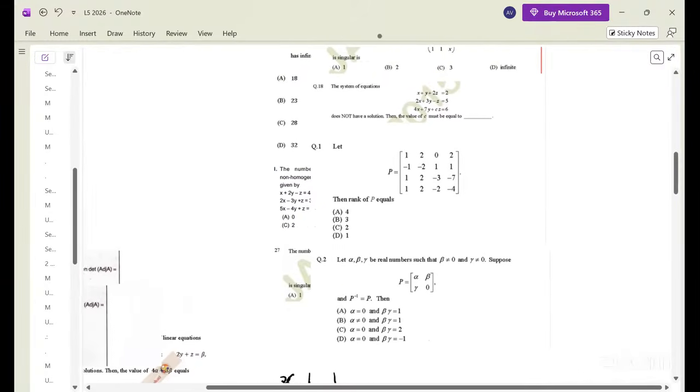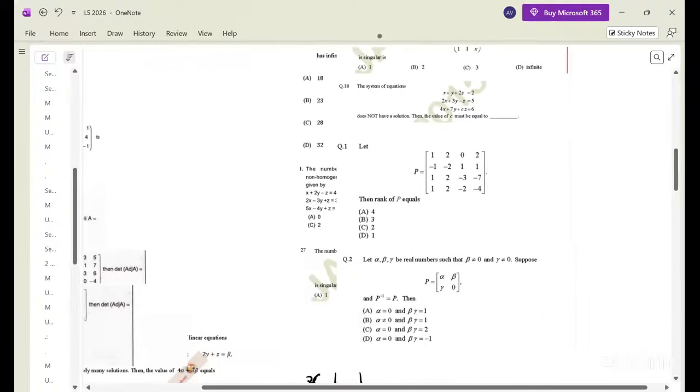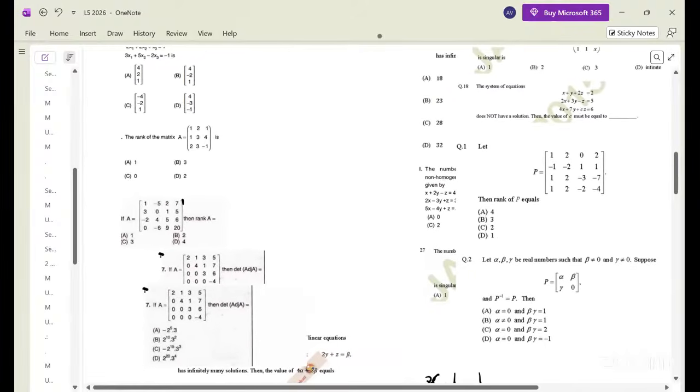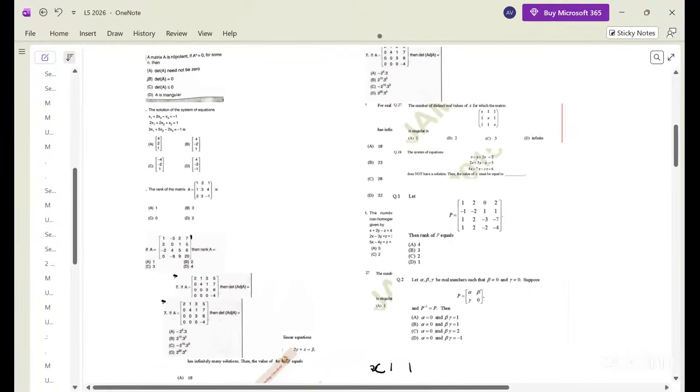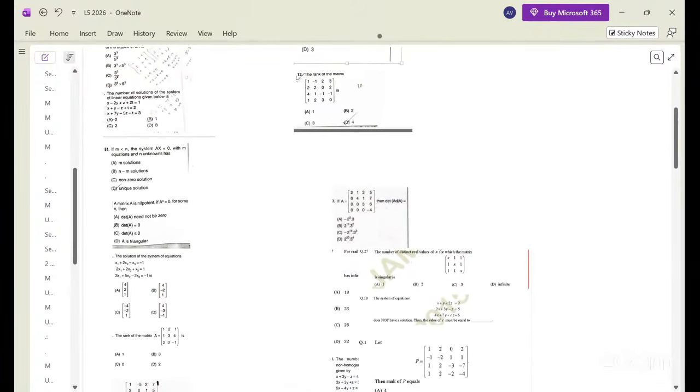I think we have to go for the rank of the matrix now. This is the time we have to go for that rank of the matrix concept. And the determinant of some nilpotent matrix is given to us. So here a matrix A is nilpotent if A power n is 0, as we have seen, for some n. Then what will be the determinant of a nilpotent matrix?